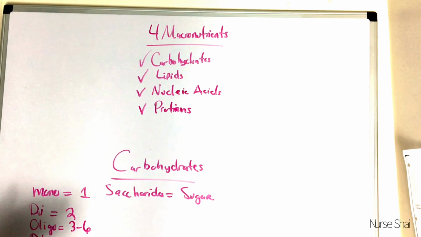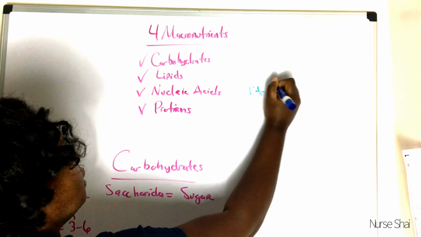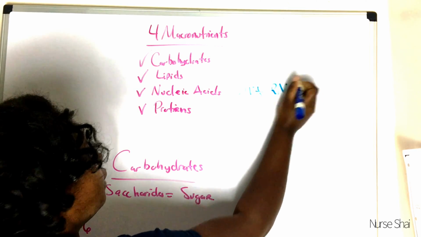So the 4 macronutrients are carbohydrates, lipids, nucleic acids, and proteins. And the one thing I want to mention about nucleic acids is that they would be like DNA, RNA.